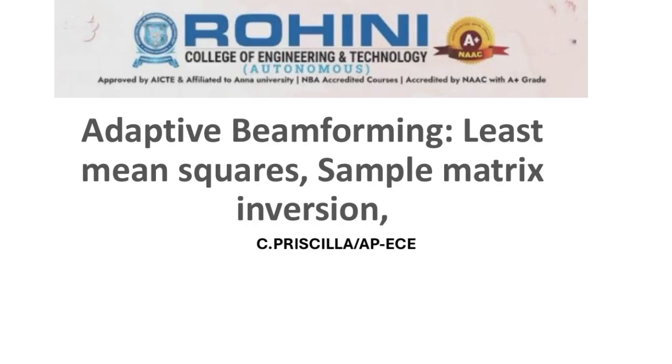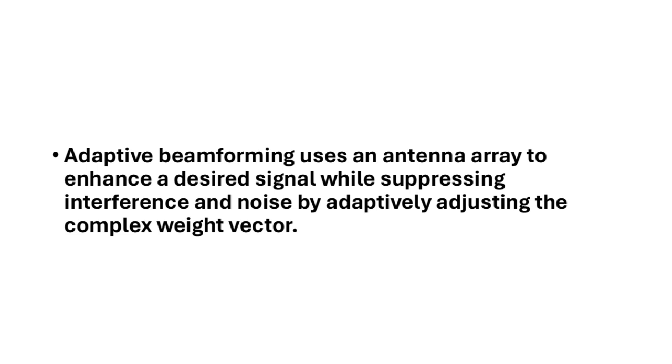Dear students, now we are going to discuss adaptive beamforming, least mean squares, and sample matrix inversion. First, we are going to discuss what adaptive beamforming is. Adaptive beamforming uses an antenna array to enhance a desired signal while suppressing interference and noise by adaptively adjusting the complex weight vector.